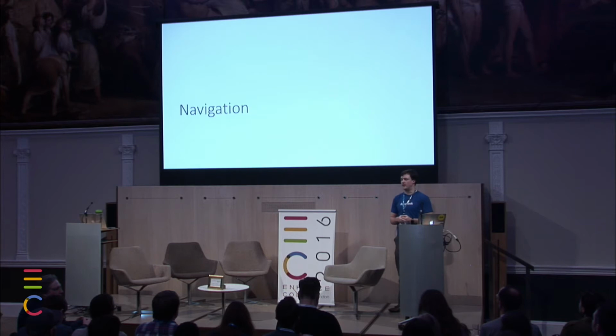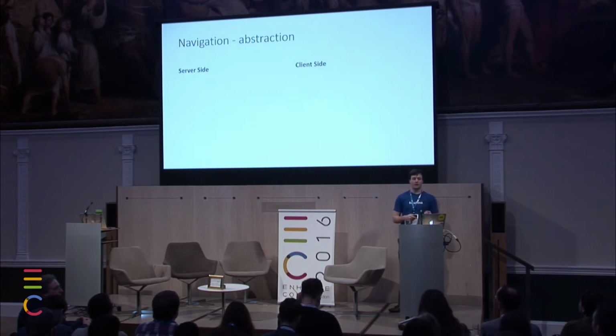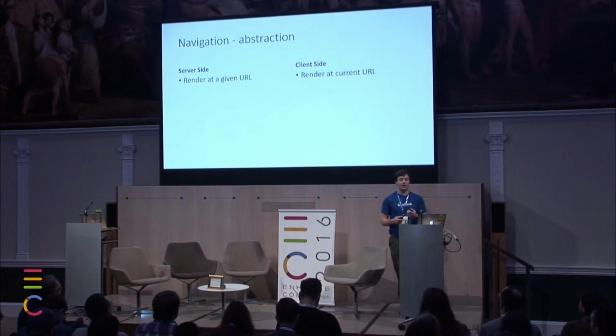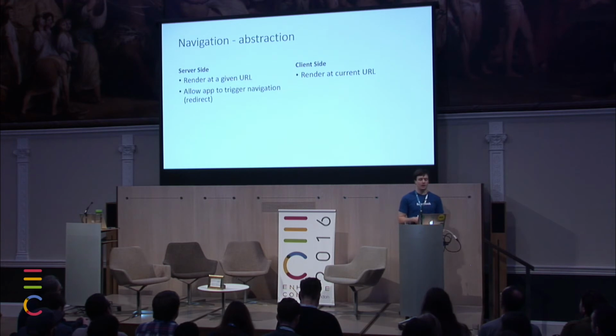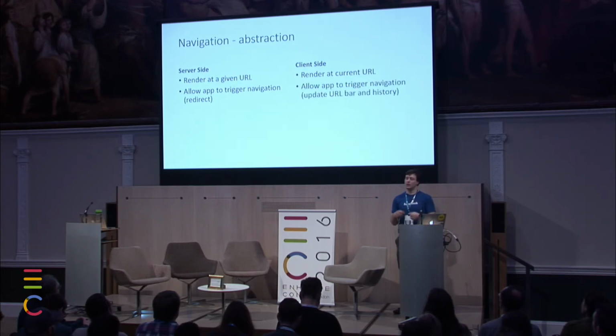Let's start by talking about navigation. On the server side, we're rendering at a given URL, and then on the client, we're rendering at the current URL, whatever's currently in the address bar. On the server side, we allow our application logic to trigger navigation via a redirect. On the client, we also allow it to trigger navigation, but this time it's updating the address bar URL, and it's updating the history, so it's updating what happens when back and forwards navigation are triggered.